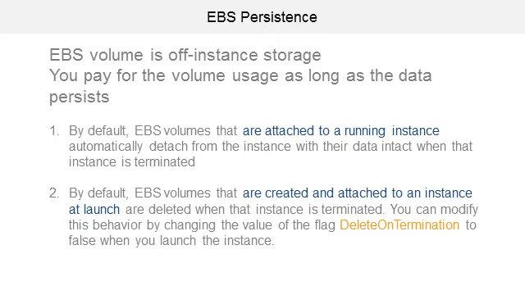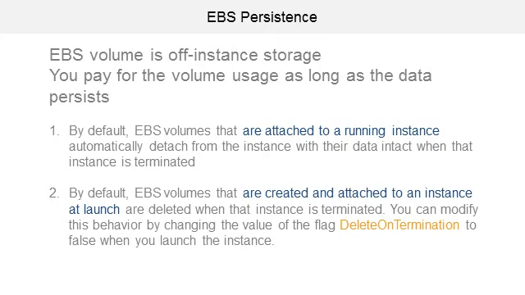But in wanting to persist it, you just have to be aware of a couple of default behaviors. The first default behavior is that EBS volumes that are attached to an instance while it's running will automatically detach from the instance with data intact when that instance is terminated. So you can keep those, reconnect them to another instance, or just retain them on the off chance that you might need them in the future.